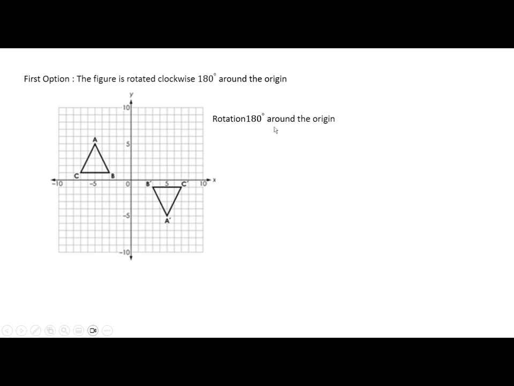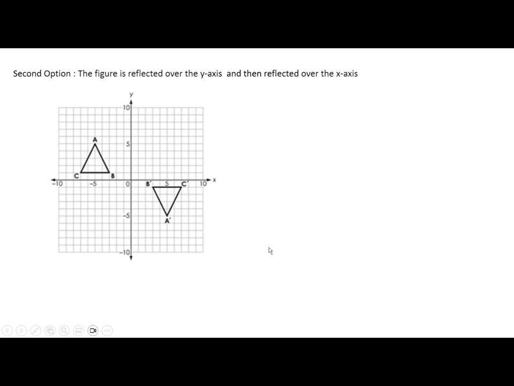Rotation 180 degrees around the origin, here's the formula for it: (x, y) goes to (-x, -y). Look at this, B is (-3, 1) here, (3, -1). (-5, 5), (5, -5). So that is a good option. The figure is reflected over the y-axis and then reflected over the x-axis. Reflected over the y-axis, like this, and then reflected over the x-axis.